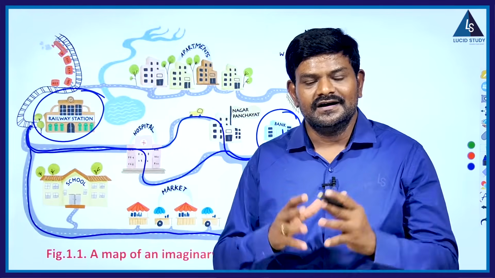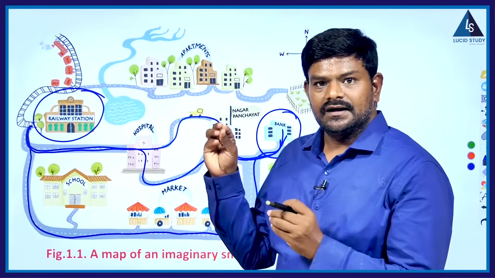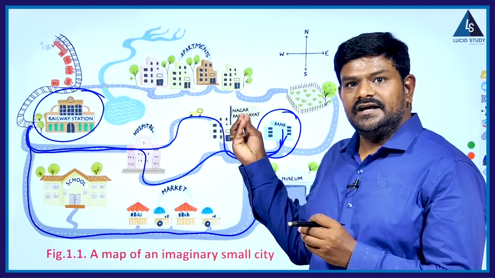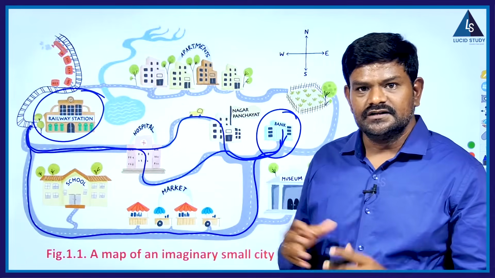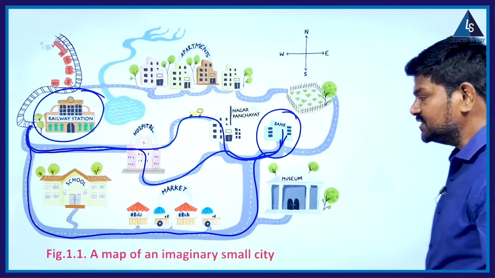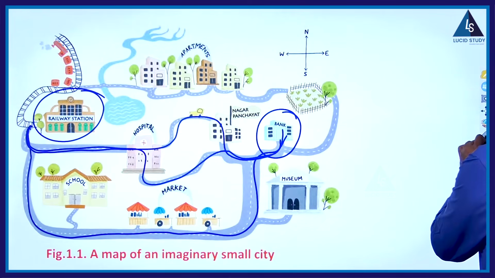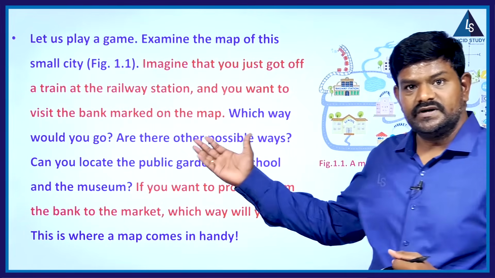I hope you understood well about the components, the places in a town, and how they are connected with roads. So this is the map of a very small town. You can clearly see it on the board. Are there other possible ways? Yes, there are other possible ways, and we have seen them.